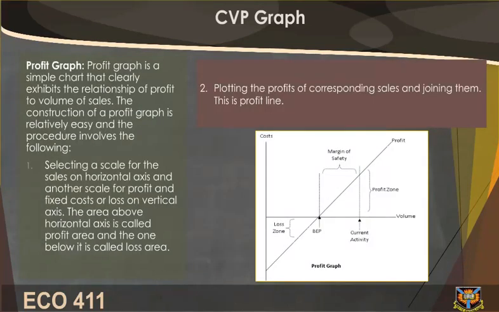Profit graph. Profit graph is a simple chart that clearly exhibits the relationship of profit to volume of sales. The construction of profit graph is relatively easy and the procedure involves the following. 1. Selecting a scale for the sales on horizontal axis and another scale for profit and fixed costs or loss on vertical axis. The area above horizontal axis is called profit area and the one below is called loss area. 2. Plotting the profits of corresponding sales and joining them. This is profit line.